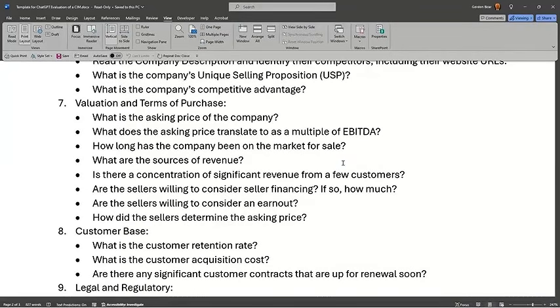What are the sources of revenue? Here they'll give you the product lines and the service lines. And then if they have graphs or anything within the CIM, you'll know what products they're selling the most of and what services or whatever are producing the revenue.